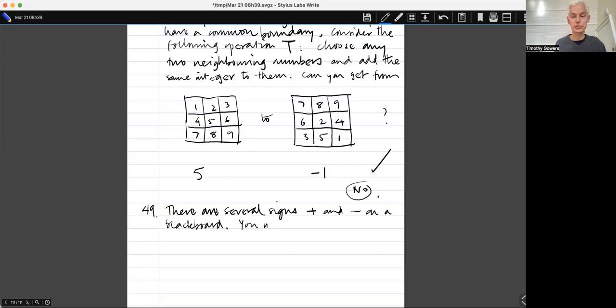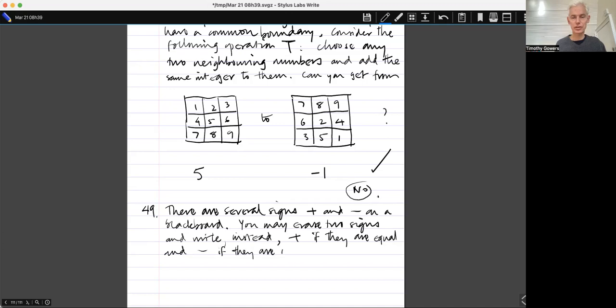You may erase 2 signs and write instead plus if they are equal and minus if they are unequal. Then the last sign on the board. Okay, this is easy. Does not depend on the order of erasure.